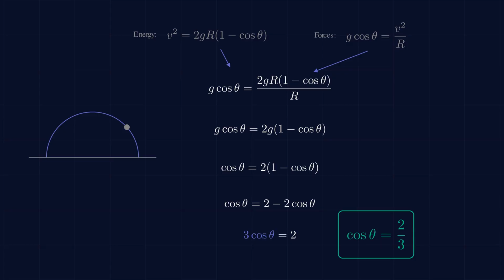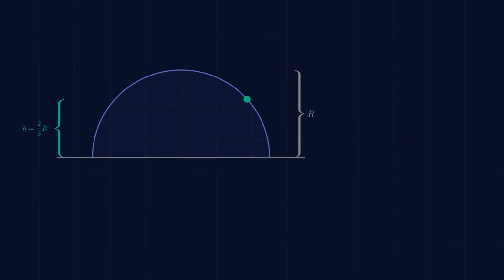This makes sense. 2/3 is between 0 and 1, so theta is between 0 and 90 degrees, somewhere on the upper half. The height above the ground is r cosine theta. And since cosine theta is 2/3, the block flies off at exactly 2/3 r. Not at the top, not at the bottom, at precisely 2/3 of the way up. And notice, it doesn't depend on the mass or on g. Whether this hemisphere is on Earth or on the moon, the block always leaves at the same angle. So the answer is h equals 2/3 r.